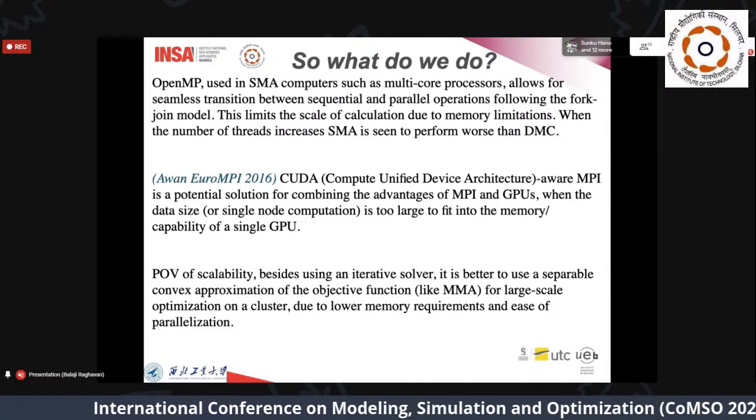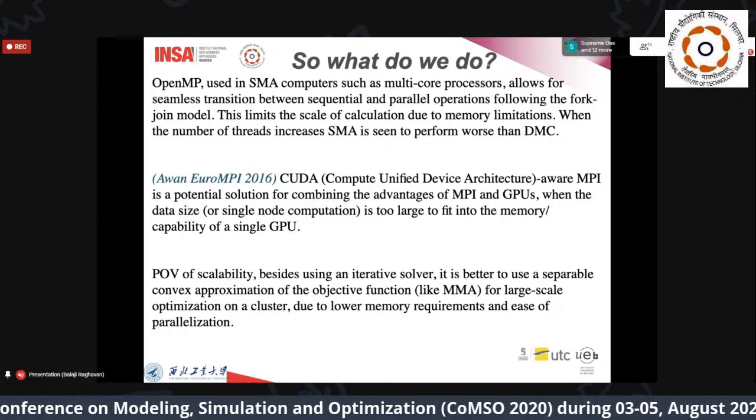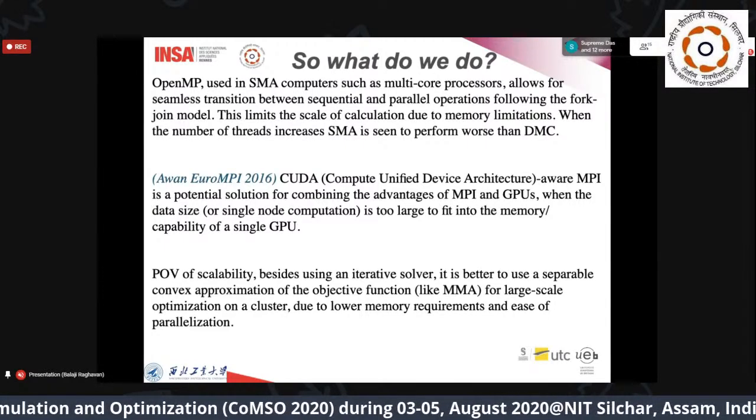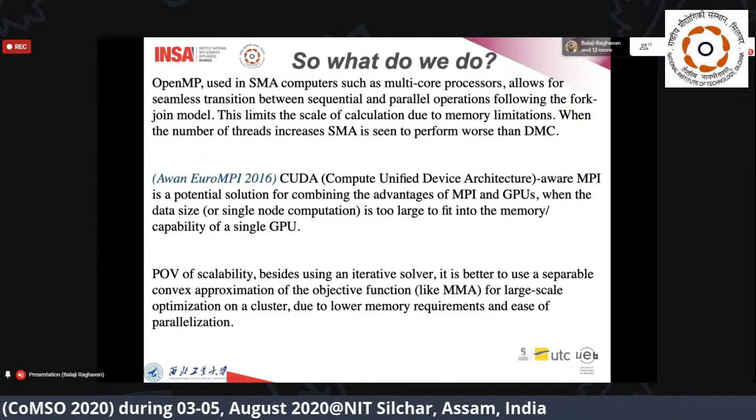So obviously, you're using an iterative solver. Direct solvers are out of the question. And something like MMA is going to generally be more scalable. Okay.